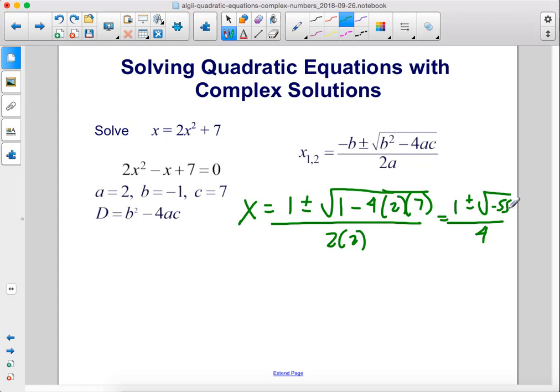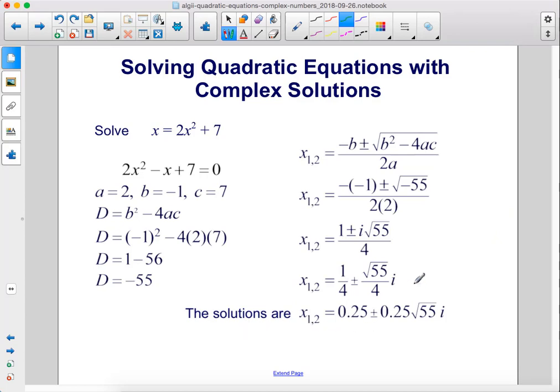We can break this up: first we're going to say 1 over 4 plus or minus the square root of 55 times i, because we want to get that negative sign out, divided by 4. And you can see our solutions are here, which is also 0.25 plus or minus 0.25 times the square root of 55 i.